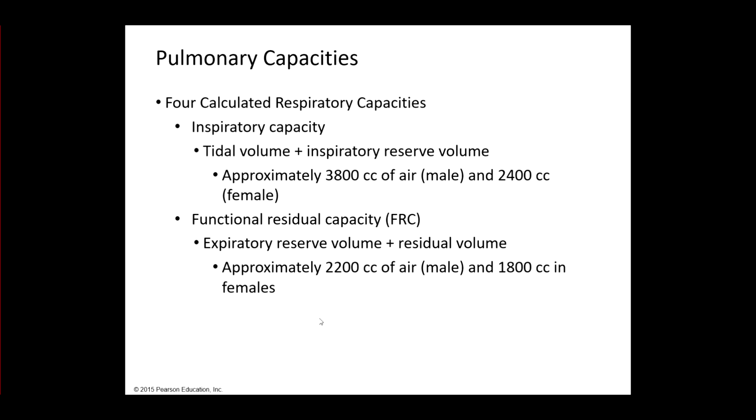So now that we know the four volumes, we can use those to measure what we call the capacities. The first capacity is the inspiratory capacity. This is the amount of air that we can pull into our lungs after we have completed a normal quiet respiratory cycle. Basically it's the sum of the tidal volume plus the IRV, the inspiratory reserve volume. Let's take a look and then we'll go back to the numbers.